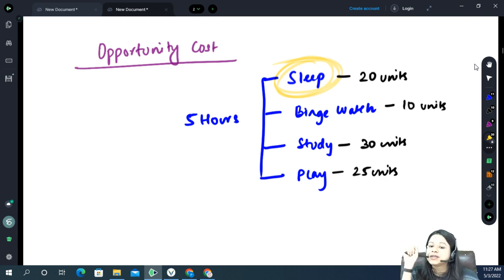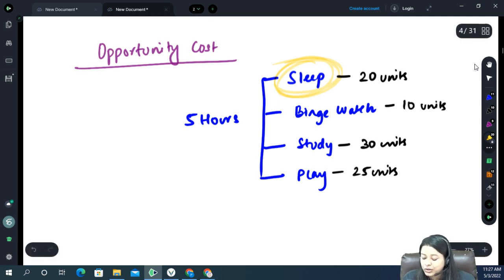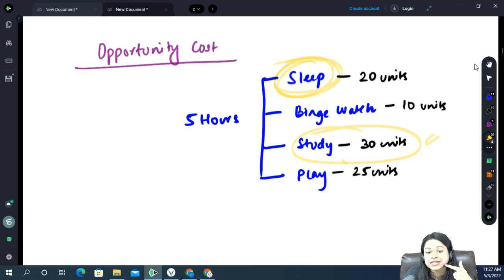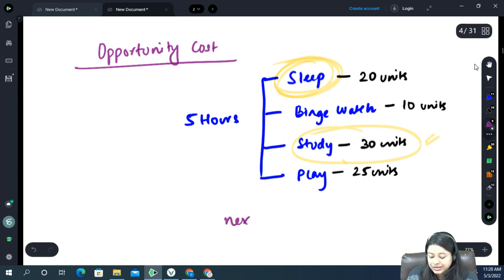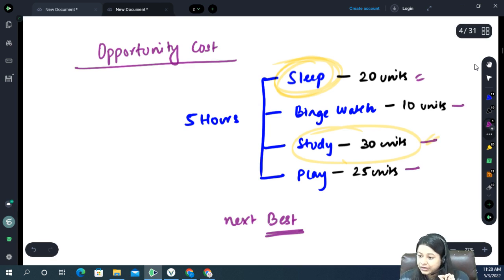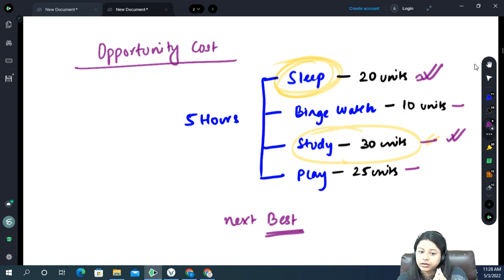Five hours of sleeping, which gives me 20 units, the opportunity cost of this will be studying, 30 units. Why? Because the opportunity cost of doing a particular activity is measured in terms of the next best alternative. Instead of sleeping, I could have done binge watching, studying, or playing. But I chose this thing. So what is the next best alternative? If I'm sleeping, what is the other best alternative I could have done, which would have given me the highest level of satisfaction?